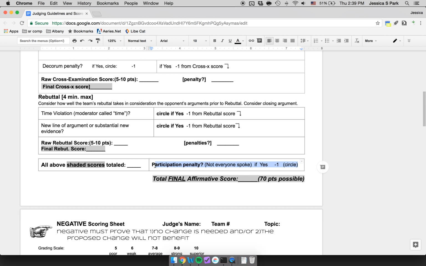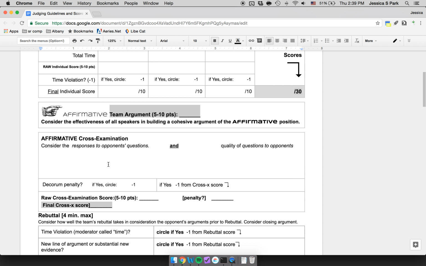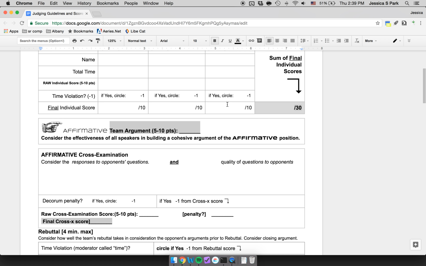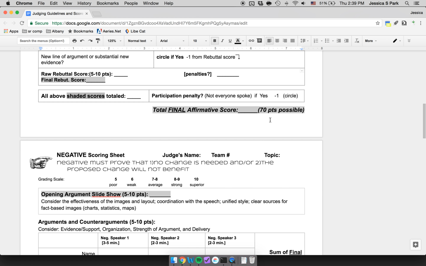Everybody on your team needs to speak in the debate. If not everybody speaks, they will also take away 1 point from your total score. They'll add up all of these sections: rebuttal, cross-ex, team argument, speaker 3, speaker 2, speaker 1, and slideshow for a total out of 70 points.